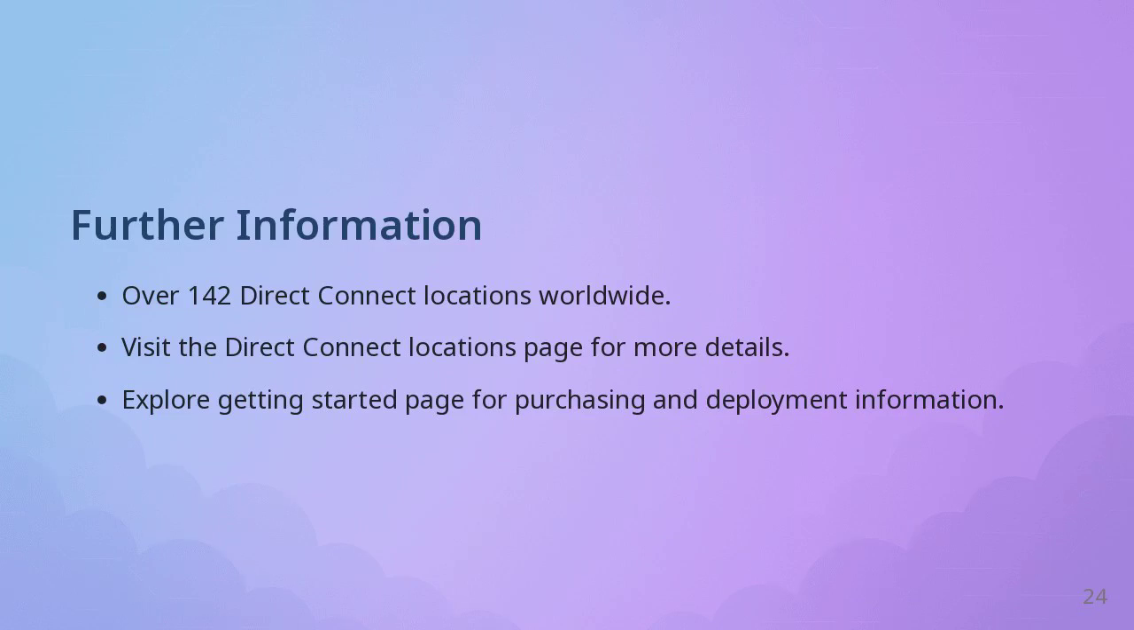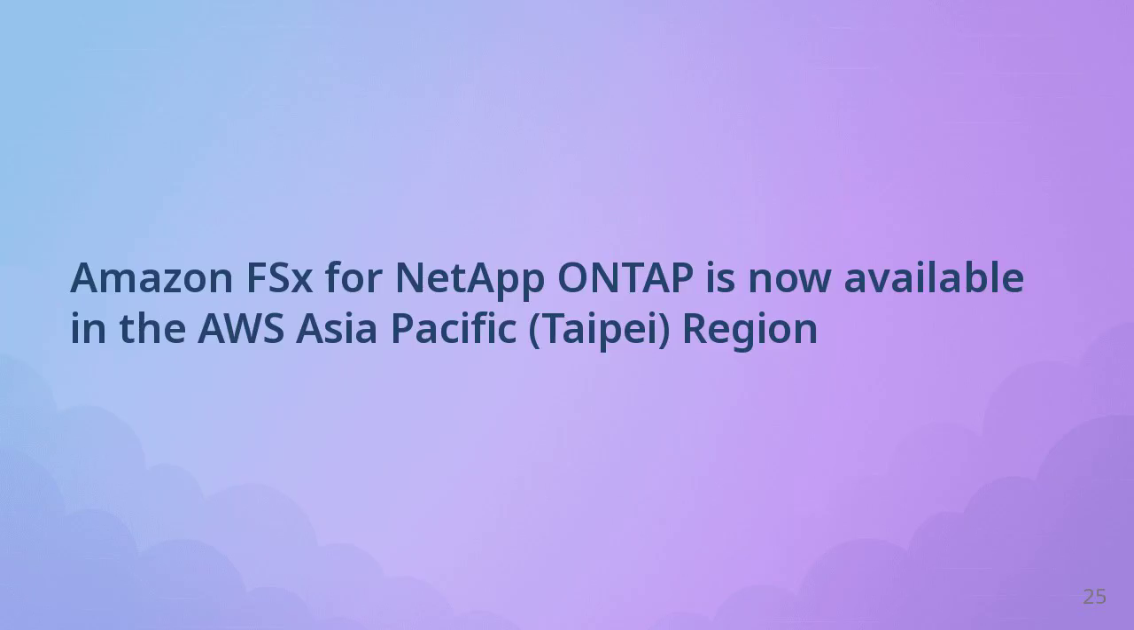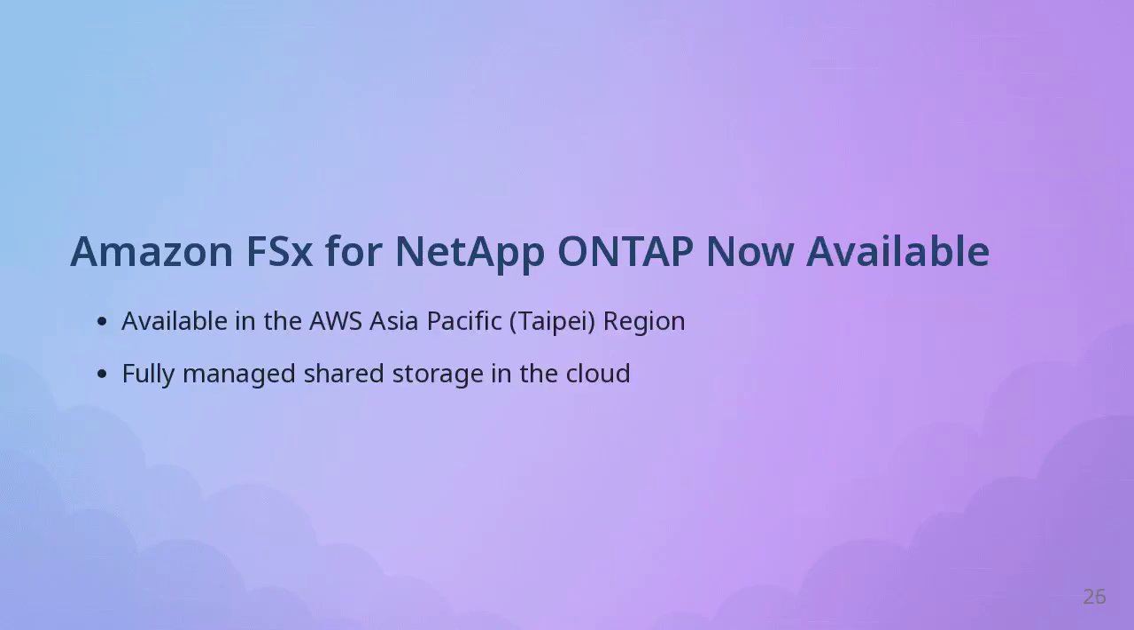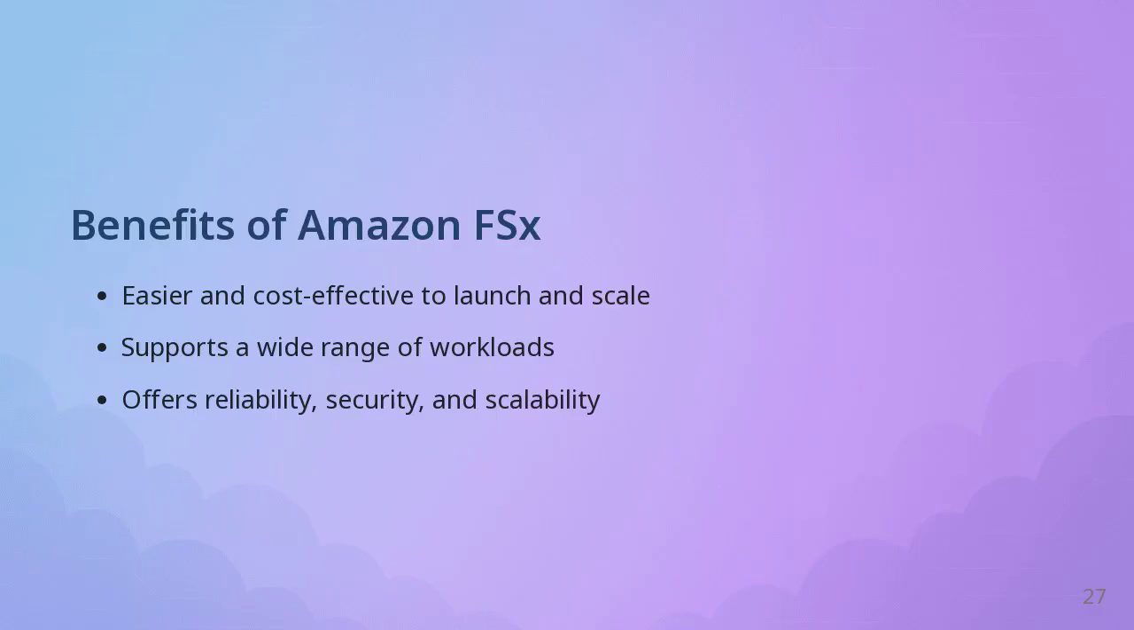Amazon FSx for NetApp ONTAP is now available in the AWS Asia Pacific Taipei region. Customers can now create Amazon FSx for NetApp ONTAP file systems in the AWS Asia Pacific Taipei region, providing fully managed shared storage in the cloud with the data access and management capabilities of ONTAP. Amazon FSx makes it easier and more cost-effective to launch, run, and scale feature-rich high-performance file systems in the cloud.